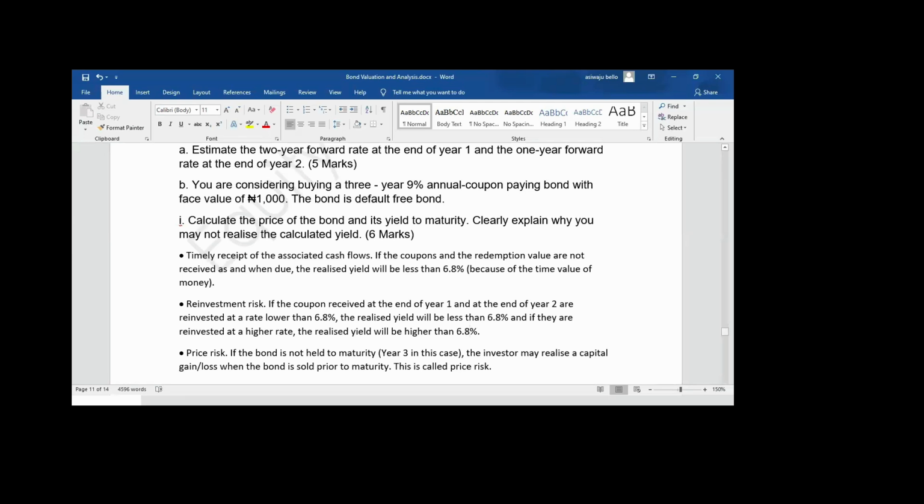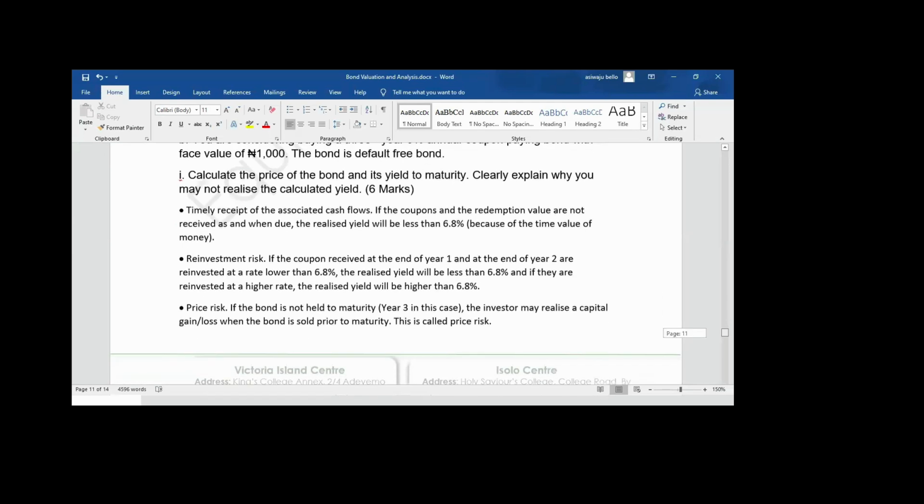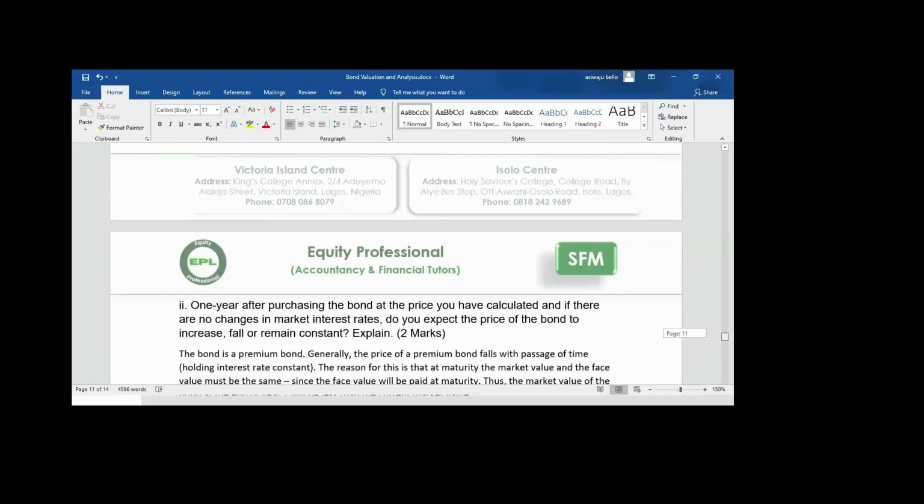B2. We have treated B Roman figure 1. Look at B Roman figure 2. One year after purchasing the bond at the price you have calculated, and if there are no changes in market interest rates, do you expect the price of the bond to increase, fall, or remain constant? Explain. 2 marks.